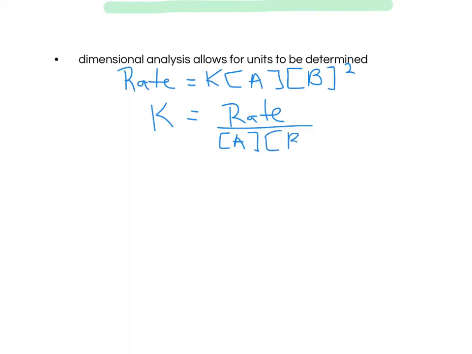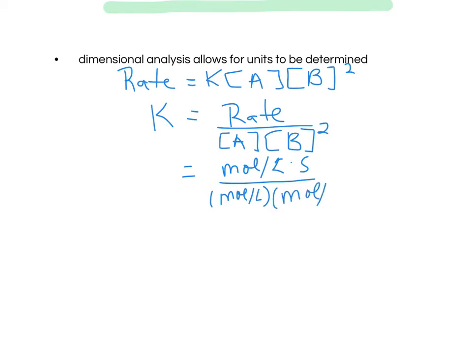and the concentration of B squared. There we go. And so now all I need to do, and this is how the units for any equation are basically determined, is you go ahead and sub in the given units and see what comes out. So I remember that the rate in this particular set of data was measured in moles per liter per second, and so I'm going to divide that. The units for A were moles per liter, and the units for B were moles per liter, but B is squared, so I'm going to put the squared in there.